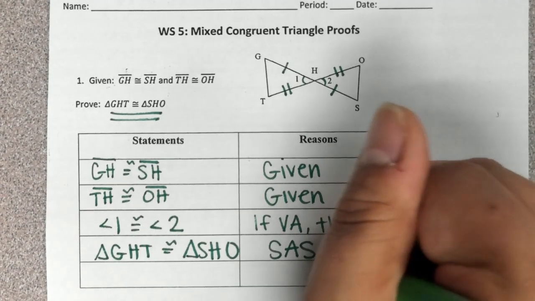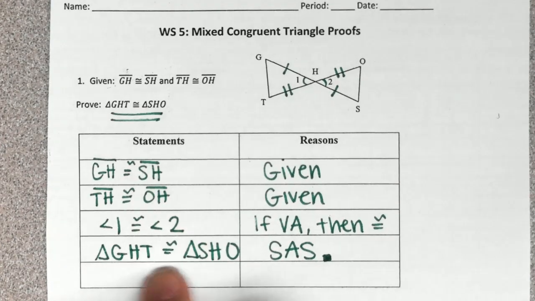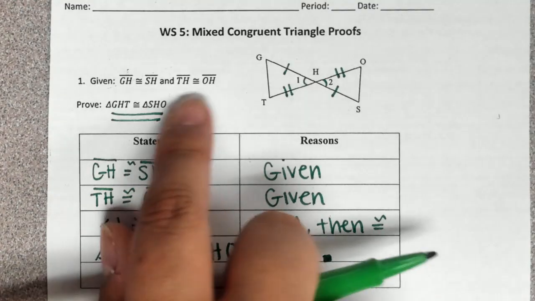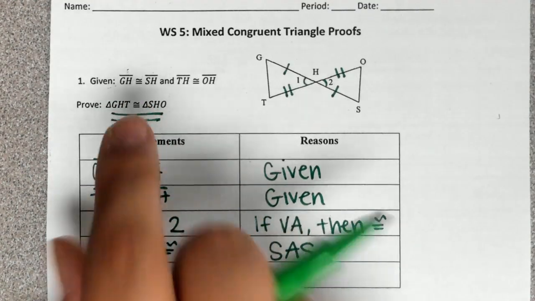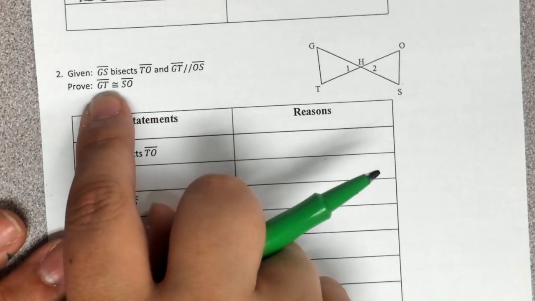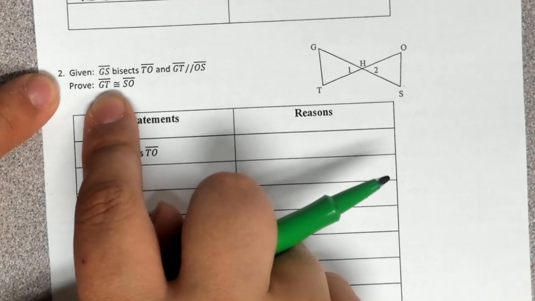I'm going to do my little box because I finished. I ended with my prove. We're good. Do y'all see how this prove has the triangles in it? We don't have to do CPCTC. Right? Can I move on? My next proof, do y'all see how my next proof does not have the triangles in it? That's a hint, hey, you're going to do CPCTC.